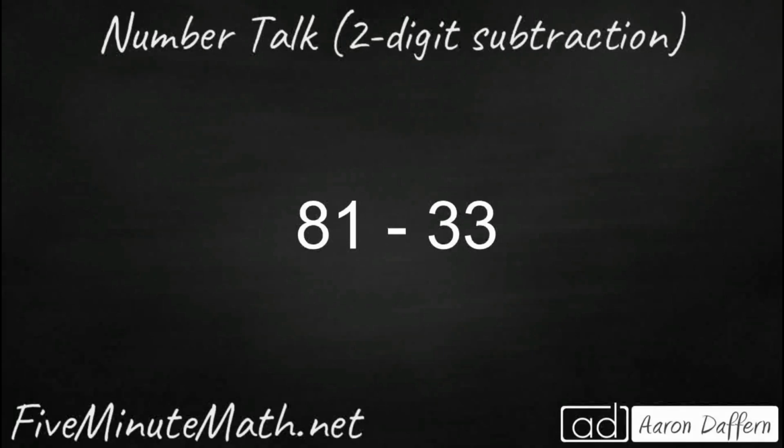Today we are looking at the expression 81 minus 33. What we do in number talk is we use mental math. That means no paper, no pencil to try to solve an expression, and then we look at all the different ways we could have figured it out. So before we go any further, let's go ahead and do that. Pause the video, work out 81 minus 33 in your head. When you have your difference, go ahead and unpause the video and we will look at all of the different strategies we could have used together.